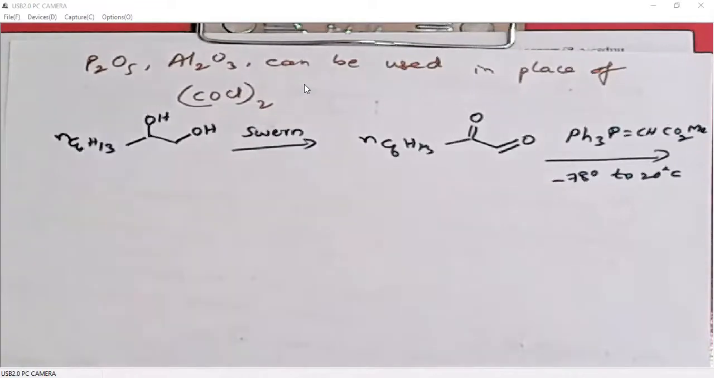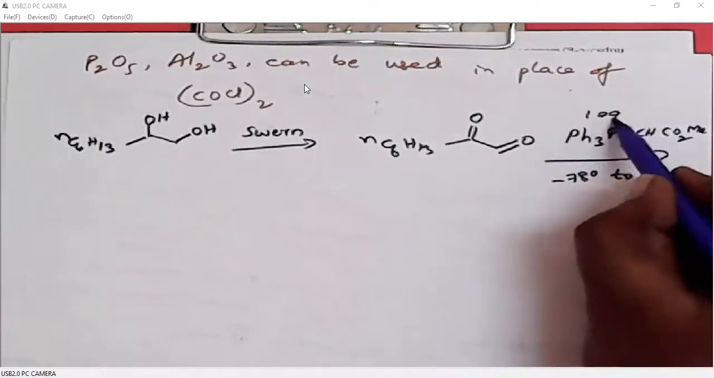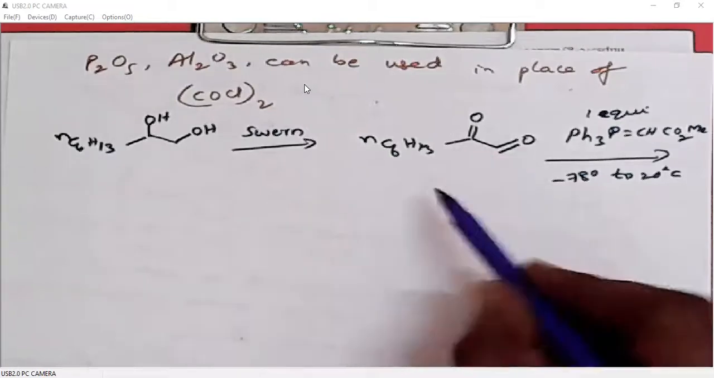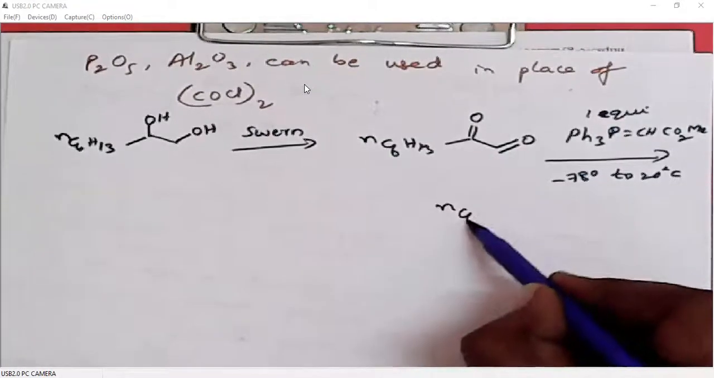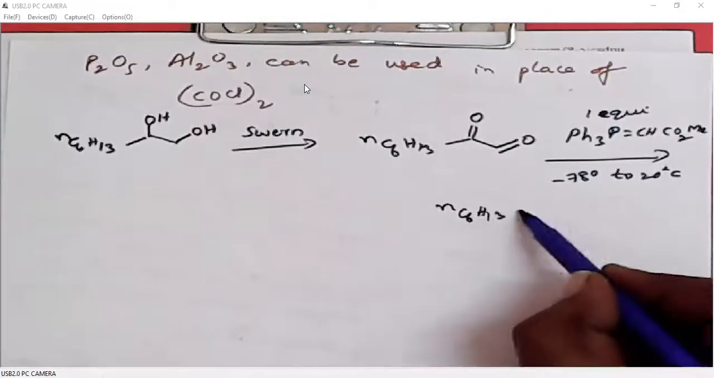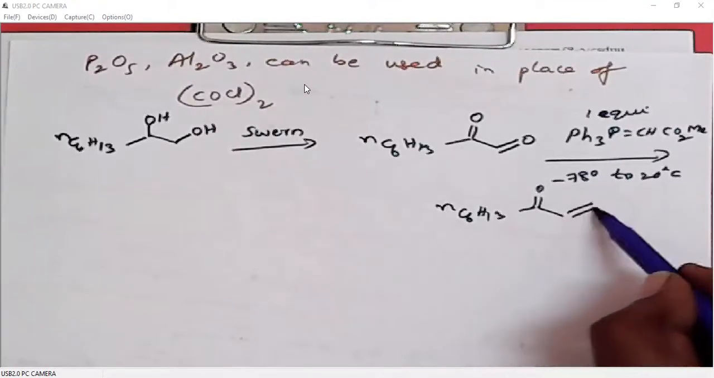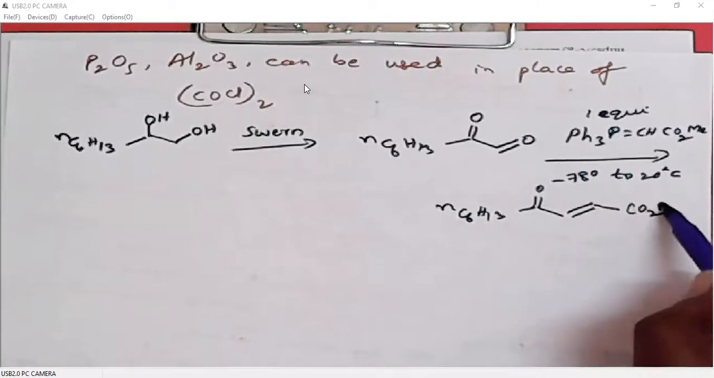So if we add only one equivalent of Wittig reagent, the Wittig reagent can differentiate aldehyde and ketone. The Wittig reagent will react with the more reactive aldehyde, right? Among aldehyde and ketone, aldehyde is more reactive, and ketone is less reactive compared to aldehyde. So we will get this one.